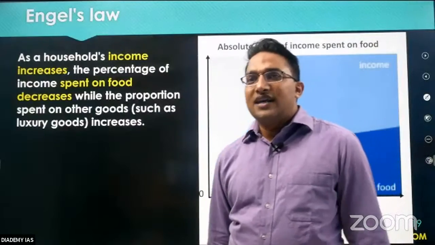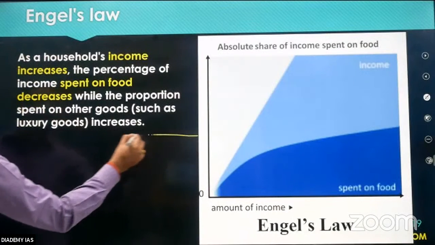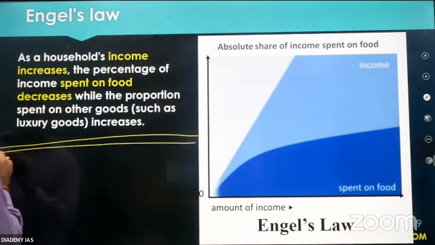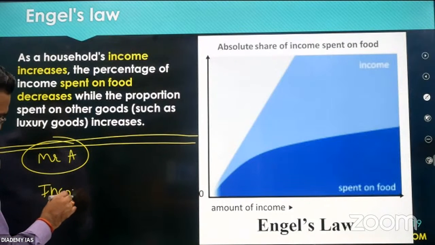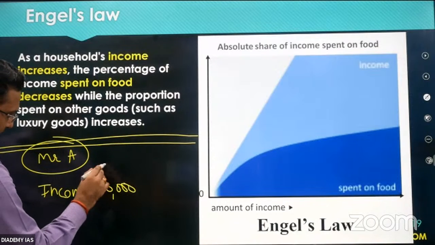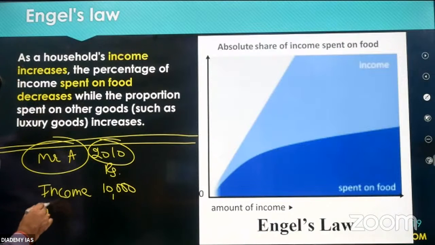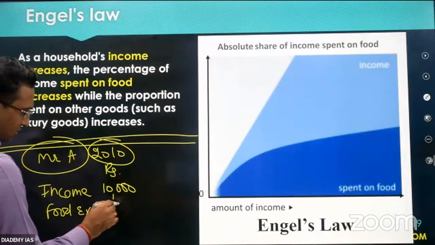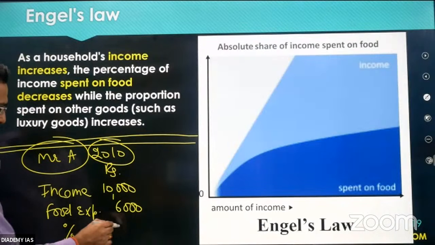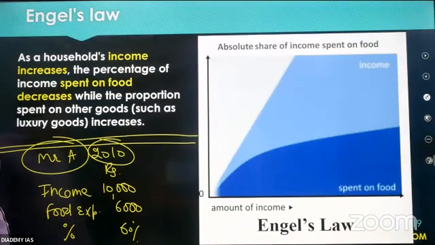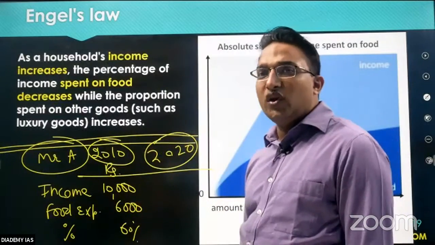Now there is one more concept, that is Engel's law. What is Engel's law? So basically what happens, for example, there is Mr. A. Now this Mr. A has an income of suppose 10,000 rupees in 2010. Now out of this total income, the food expenditure of the family is suppose 6,000 rupees. So if we see as a percentage, this food expenditure is how much? 60%. Right?